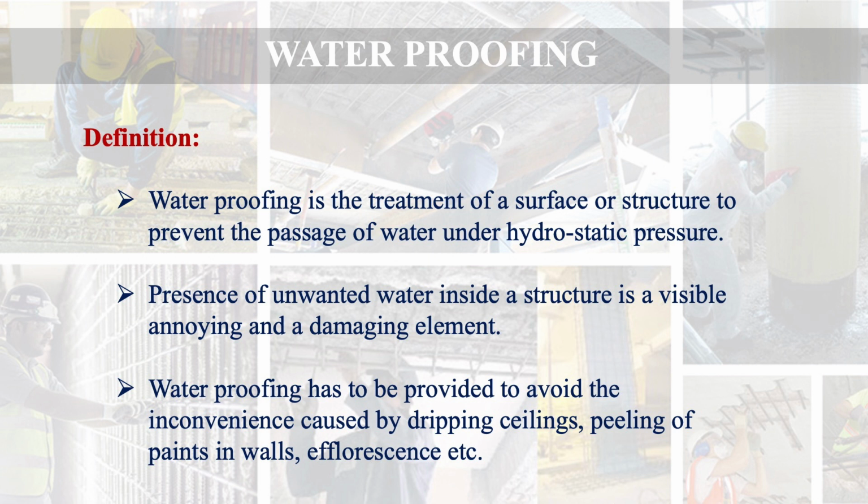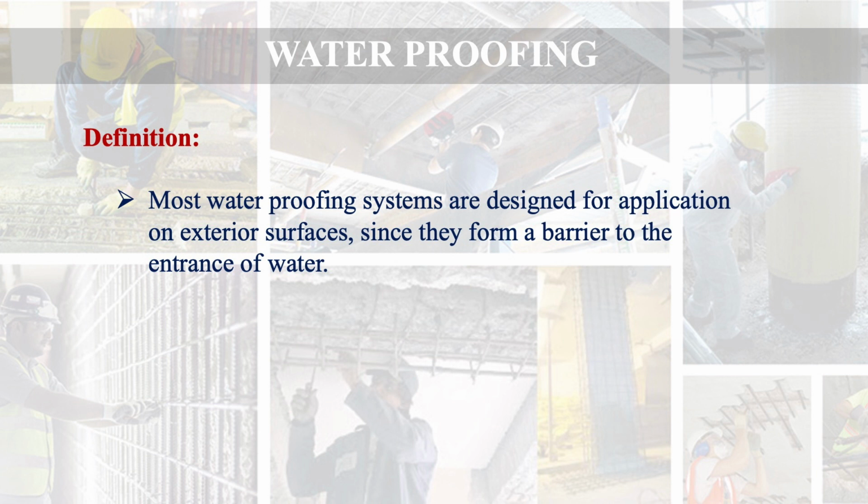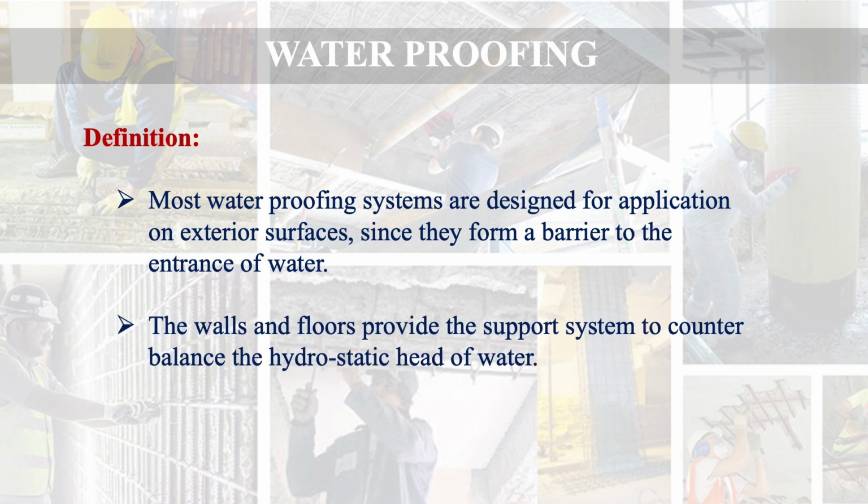Waterproofing has to be provided to avoid the inconvenience caused by dripping ceilings, peeling off paints on walls and efflorescence, etc. Most waterproofing systems are designed for application on exterior surfaces, since they form a barrier to the entrance of water. The walls and floors provide the support system to counterbalance the hydrostatic head of water.